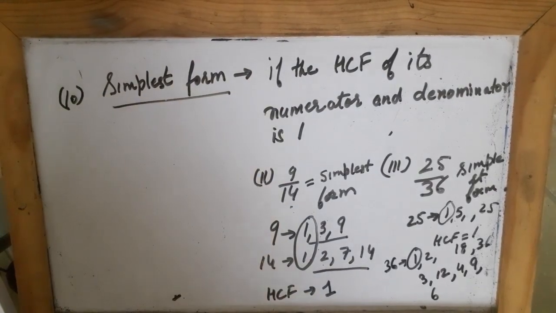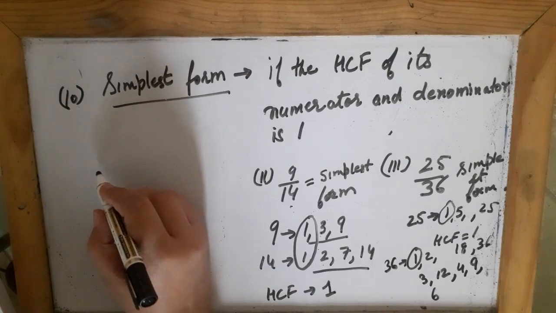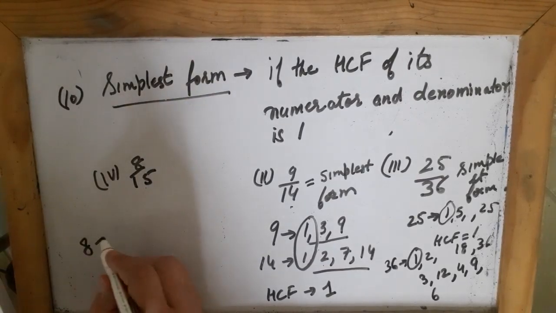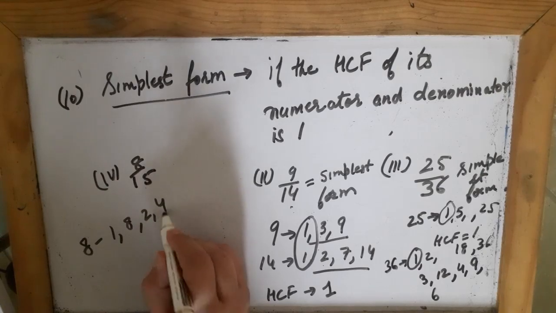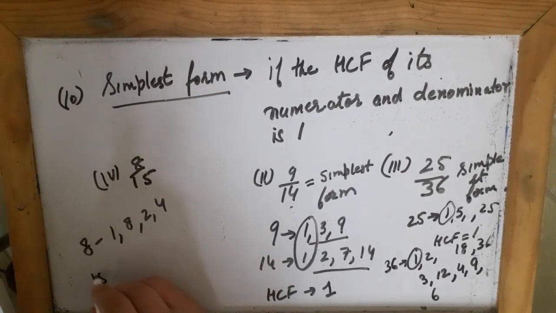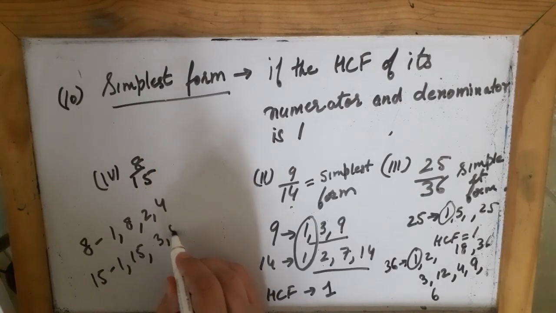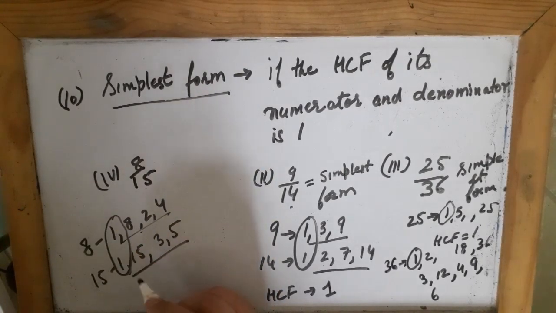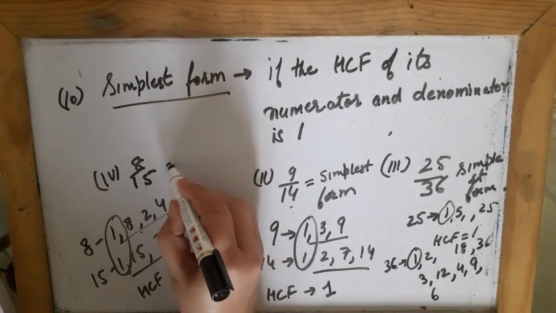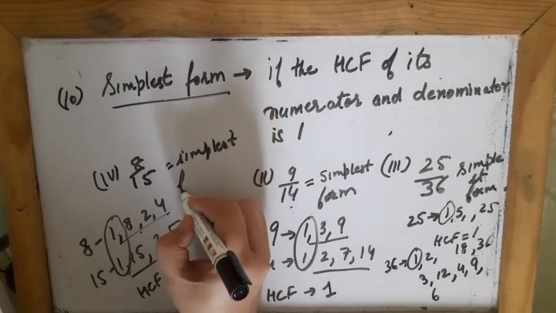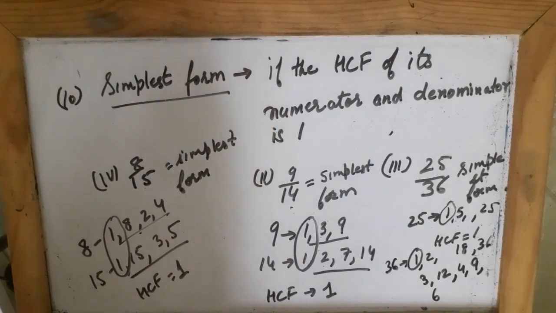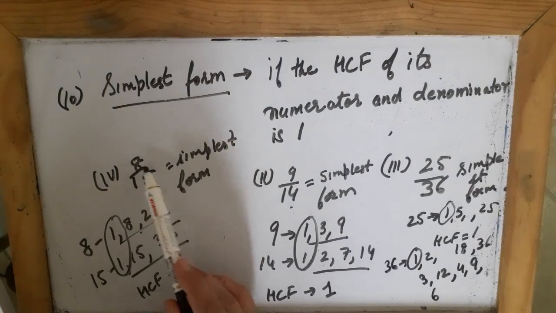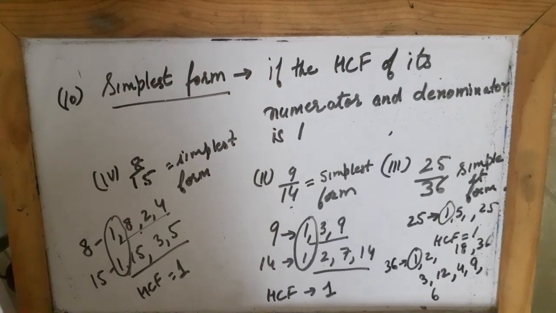Let me take one more example. They have given you 8 and 15. What are the factors of 8? 1 8s are 8, 2 4s are 8, and no other table. For 15, 1 15s are 15 and 3 5s are 15. So these are the factors of 8, these are the factors of 15. Which is a common factor? Only 1. It means their HCF is 1, so this is in the simplest form. Also you can see that you cannot reduce them by any table. The fractions which I cannot reduce further are in simplest form.